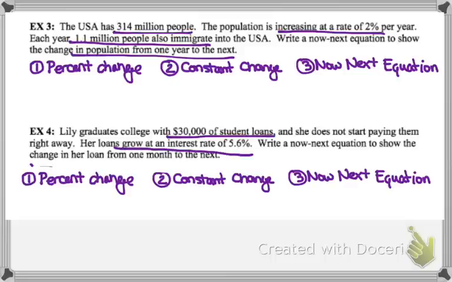Okay, so hopefully when you read through these problems you underlined similar information, and you can see I'm ready to go ahead and identify the pieces of the problem that I need to write my now next equation. So looking at example 3, the percent change in this problem is an increase of 2%.